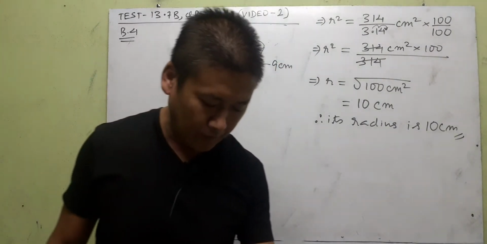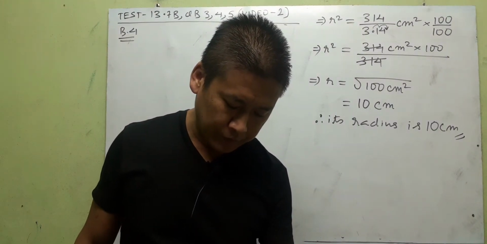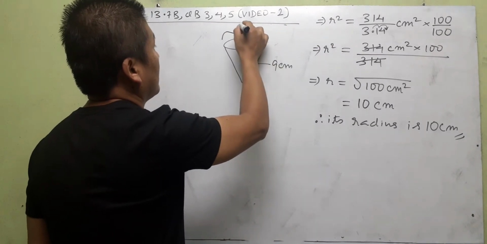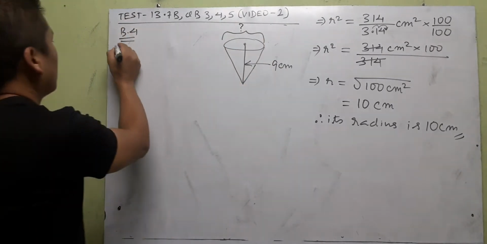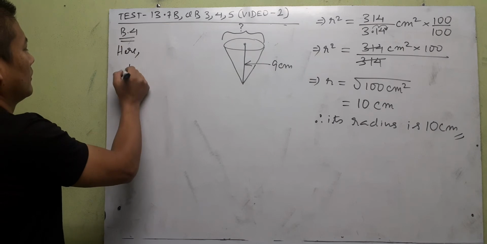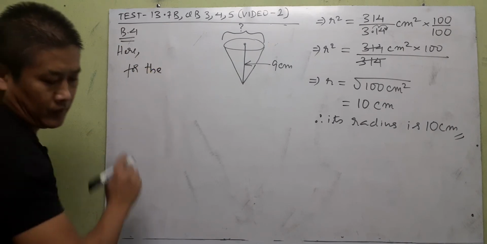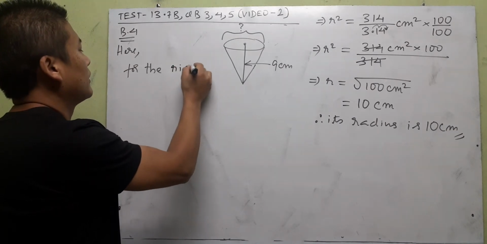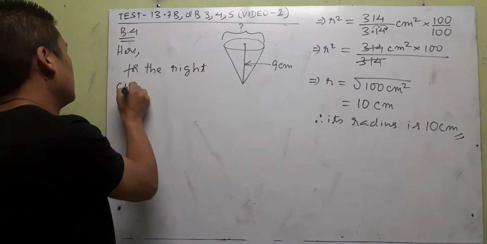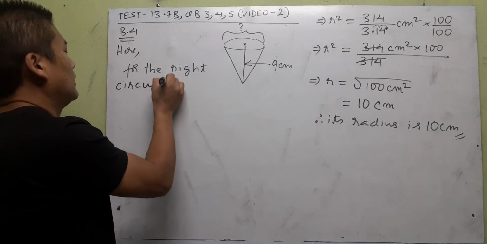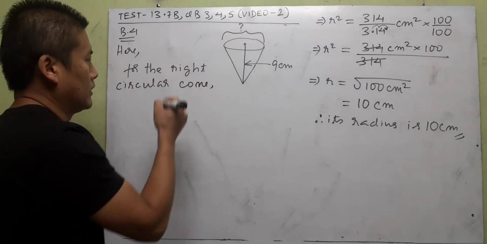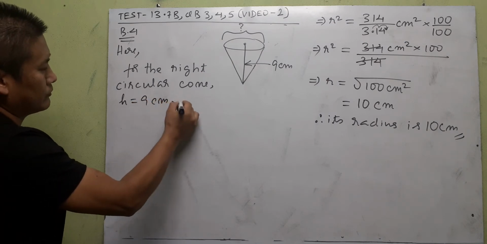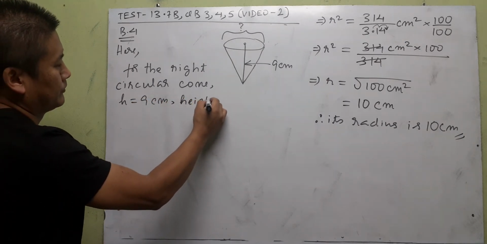Then volume is given and we have to find the diameter, which means we have to find this one, which is the question mark. So here, according to the question, right circular cone, or you can simply call it a cone, right circular cone that is given to us. Height is given clearly 9 centimeter, the height.